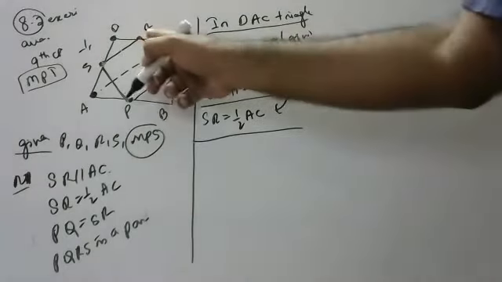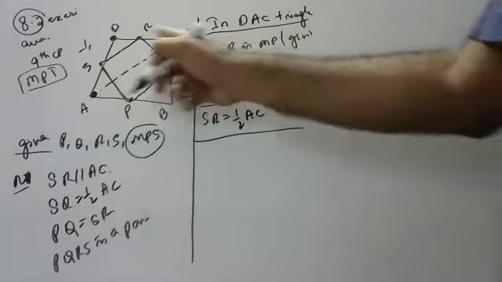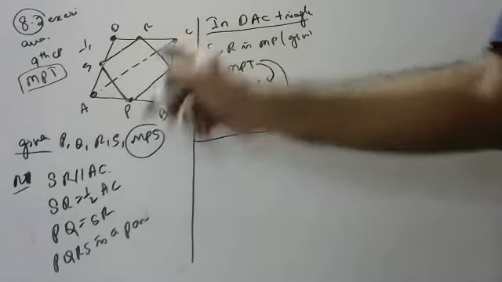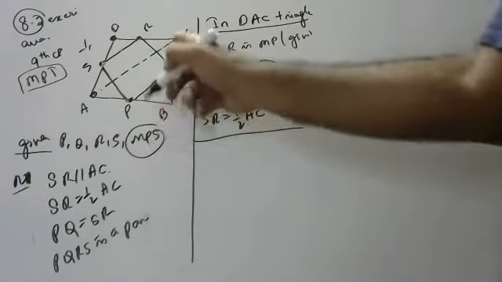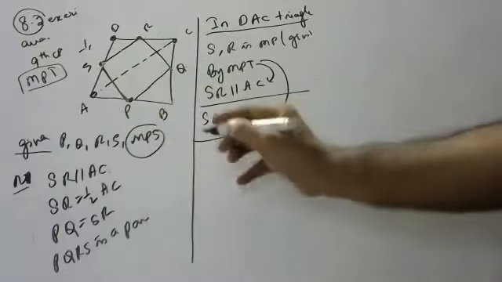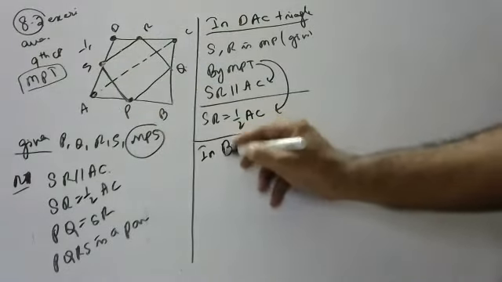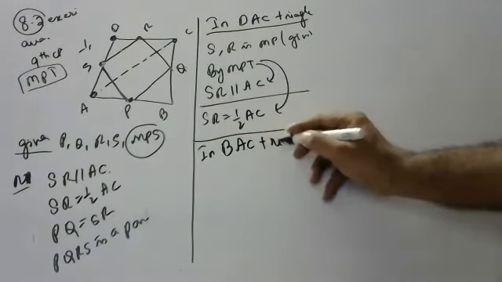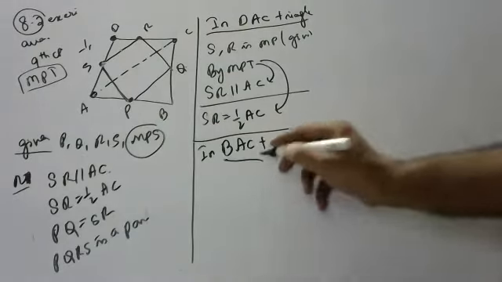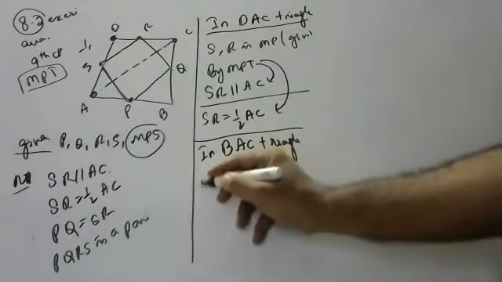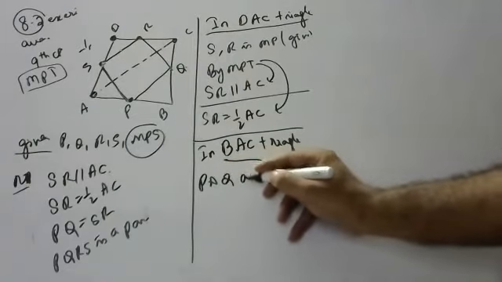S and R are midpoints, so SR is parallel to AC and SR is half of AC. In the same way, children, can anyone say for triangle BAC? Can anyone say for triangle BAC? Sir, yes, sir. P and Q are midpoints, sir. P and Q are midpoints.